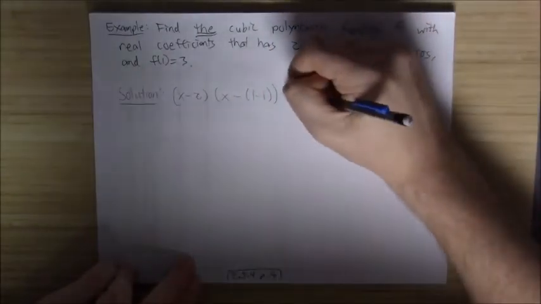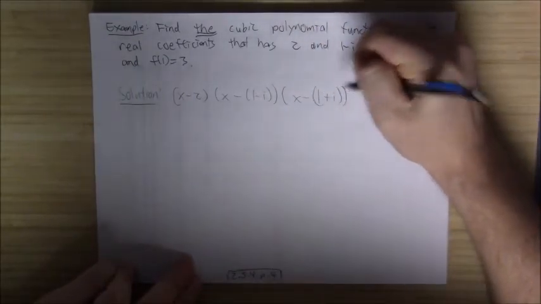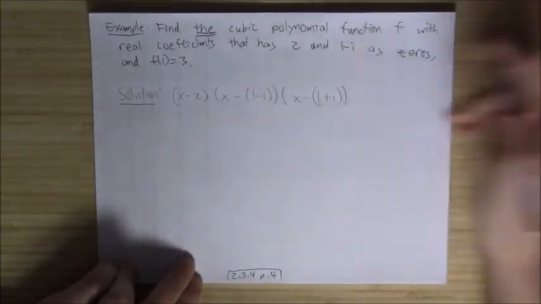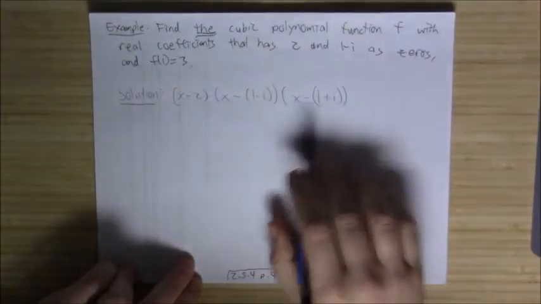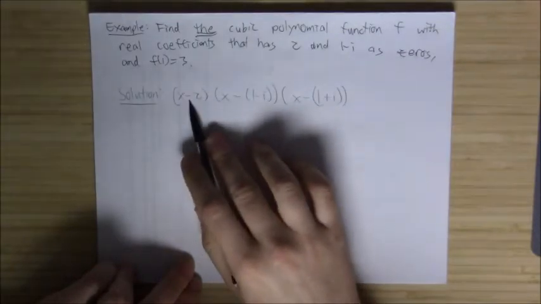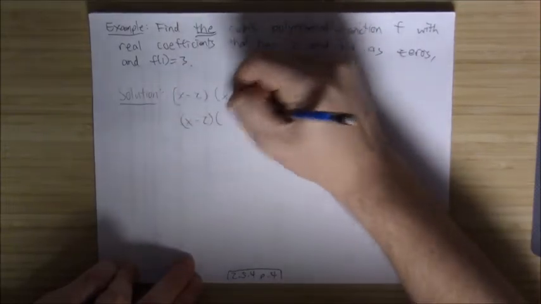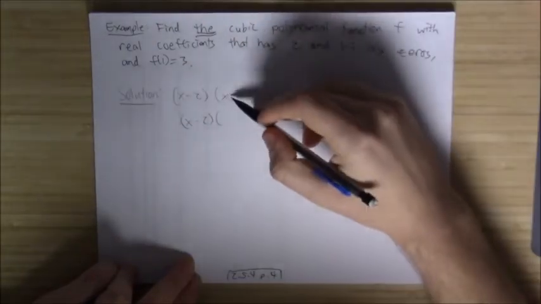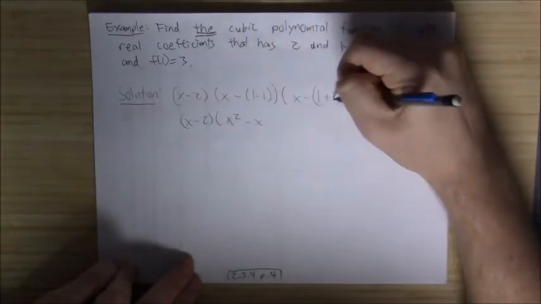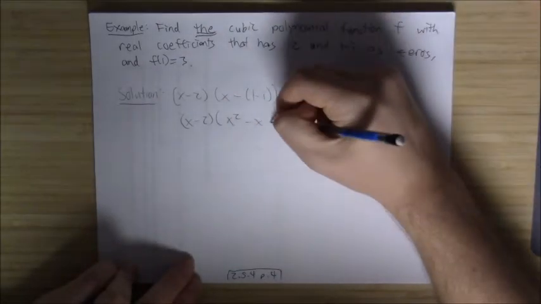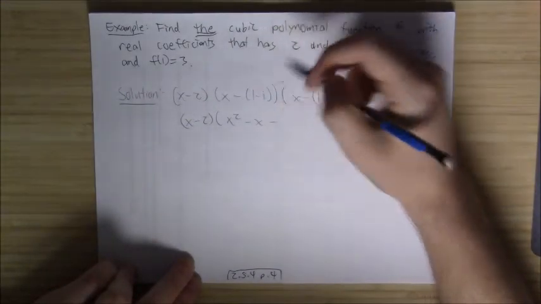But then x minus 1 plus i would need to be a factor as well because of the conjugate pairs, right? So here, now we can put these together. Putting this together, we have x minus 2 times, and now we've got to do a lot of FOILing out. So we have x squared minus x minus, because this would be minus 1 minus i, this would be minus 1 plus i.